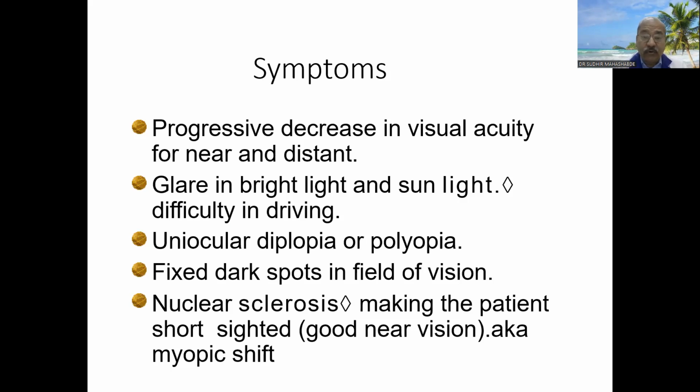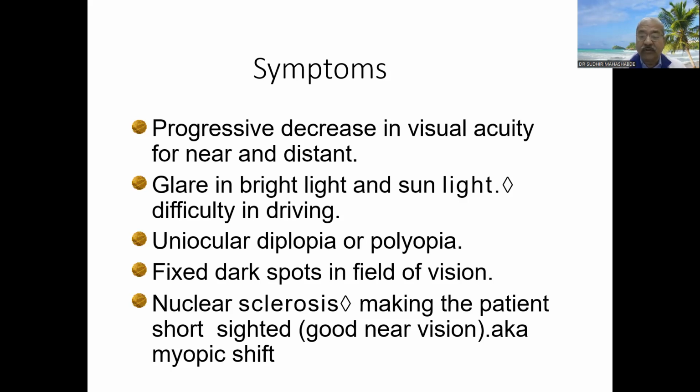There can be a uniocular diplopia or polyopia, multiple images formed. Some patients will complain that they are seeing multiple images of maybe the moon or objects, because of the light passing through partly opaque, partly clear media. There may be a fixed dark spot in the field of vision. The patient may complain, sir, I am not able to see clearly, there is a black spot in front of my eye.